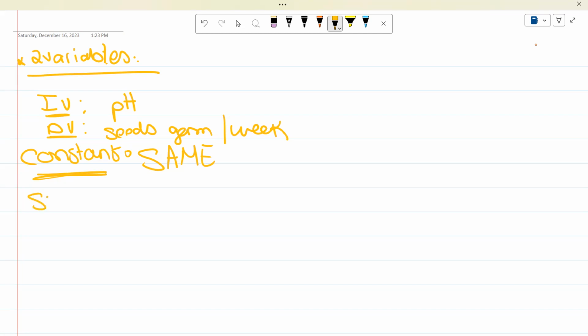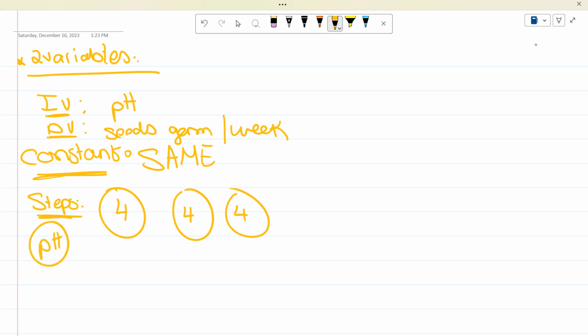And then I will write my steps. Now, this is the easiest part because I will simply copy paste it from the investigation that is already given. I will not make it up. I will do the same steps. I will get 3 petri dishes with 4 seeds in every petri dish. I'll put them in the sun. I will change the pH. That's the only thing I will change, by adding different buffer solutions. And then I'm going to count after a week how many seeds germinated.